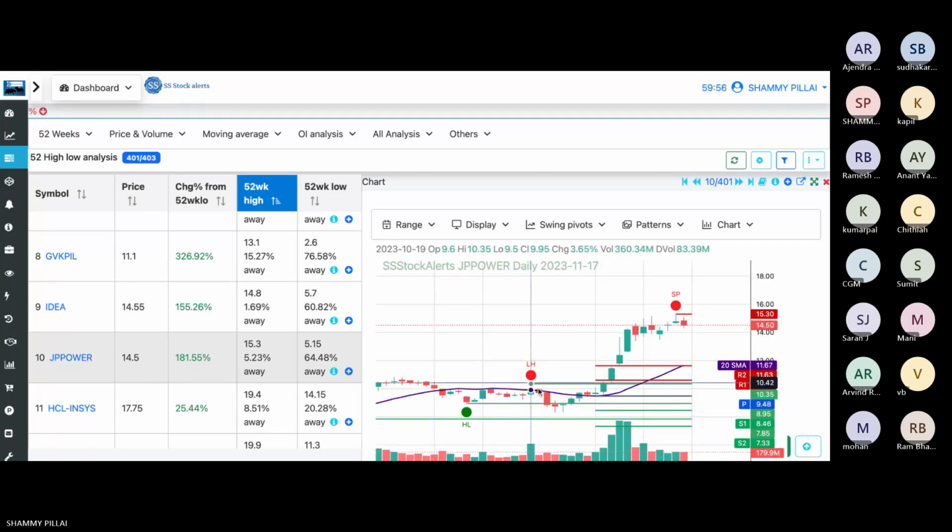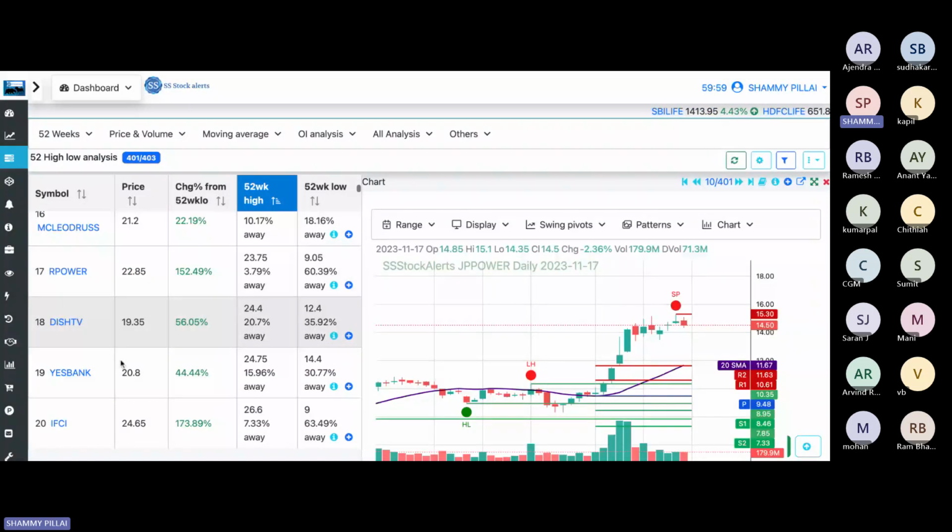This is all the same, see. Lower high formation, volume muted. Pivot is here. You take any stocks, you will get the same formation.